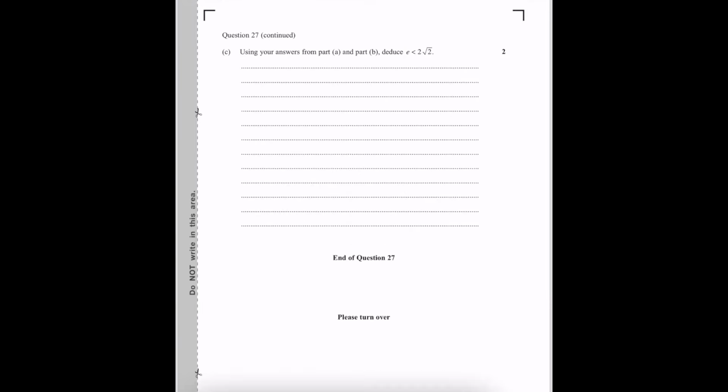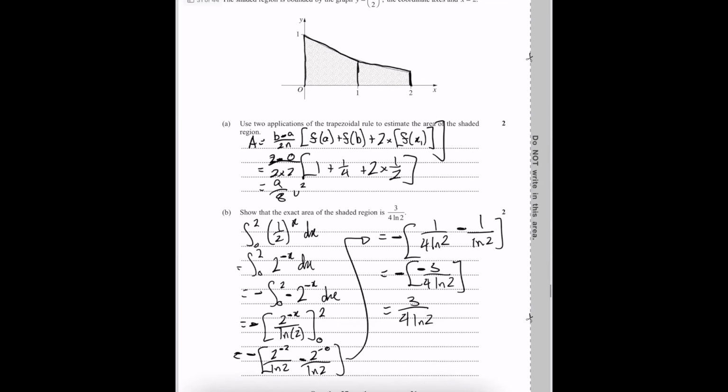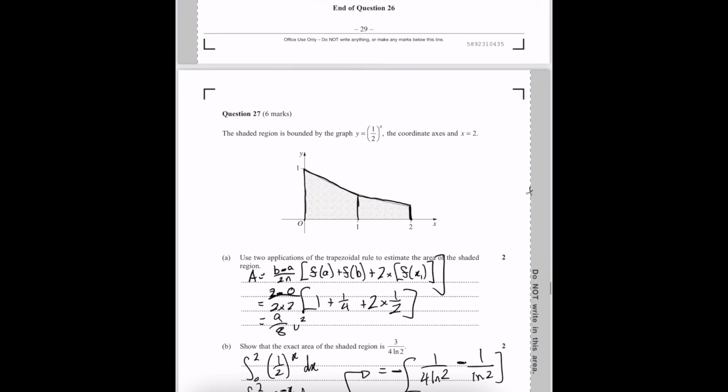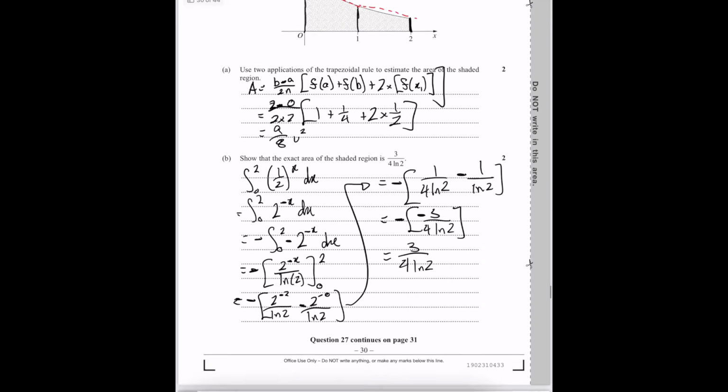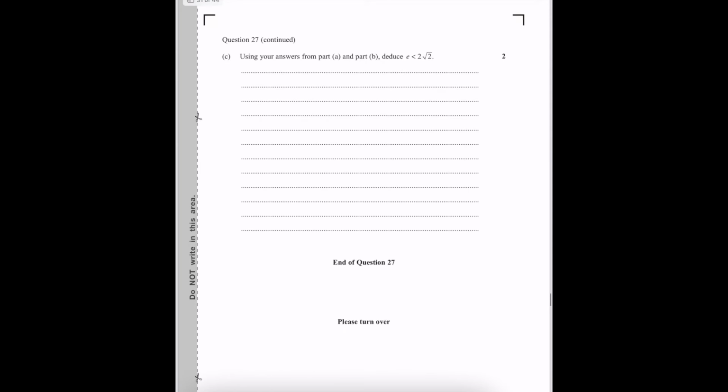Using your answers from part A and part B, deduce that E is less than 2 root 2. So what we should realize is that the function is concave up. And what that means is that the trapeziums that we draw, that dotted line is above the actual line of the graph, which means that we overestimate the area using the trapezoidal rule versus the exact area. So that's what I'm going to essentially write.